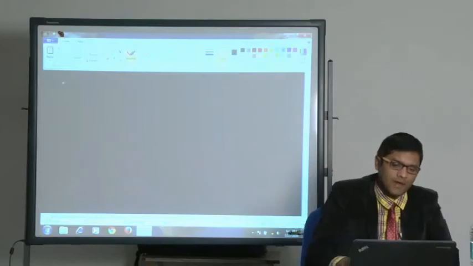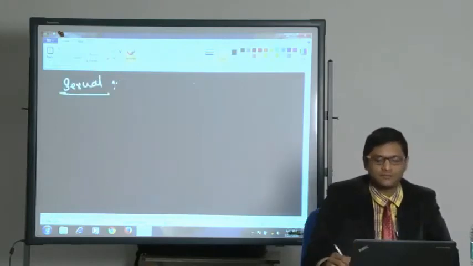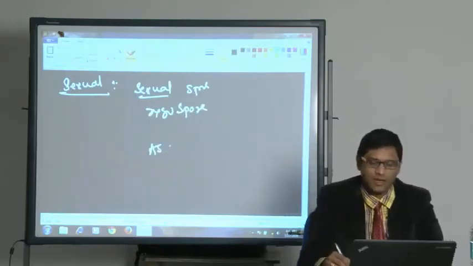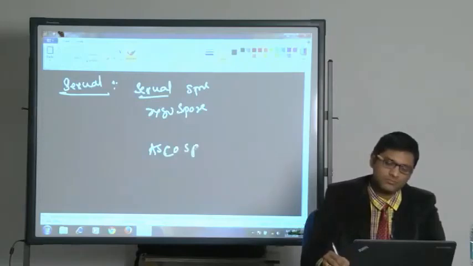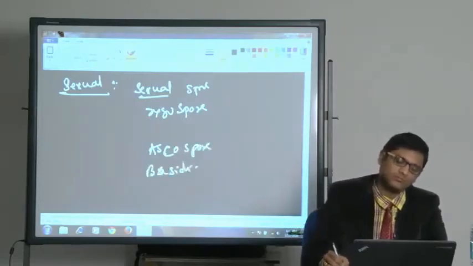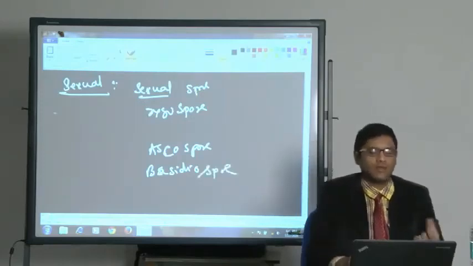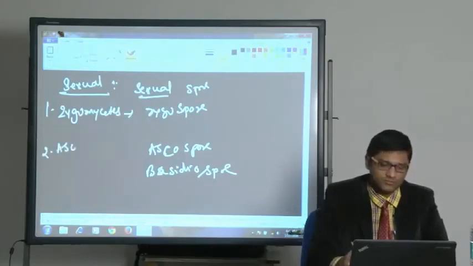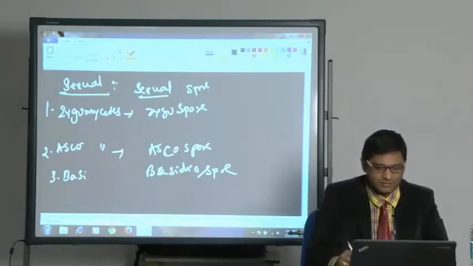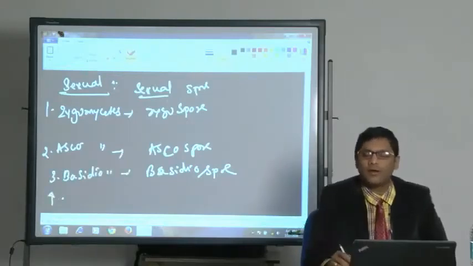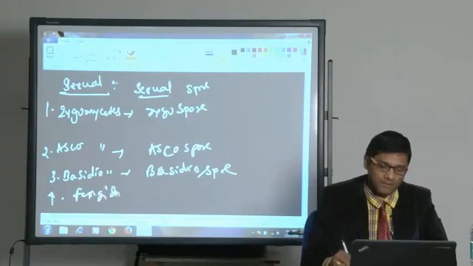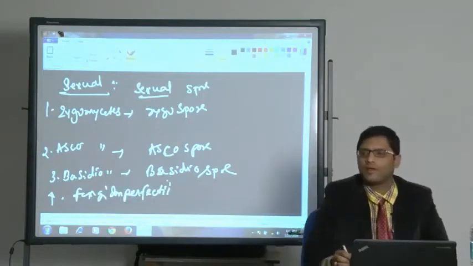Second classification is according to the sexual spore. They produce three varieties of sexual spore: zygospore, ascospore and basidiospore. Accordingly, the classes are Zygomycetes, Ascomycetes, Basidiomycetes, and the fungi where the sexual spore is not identified yet, that group is called fungi imperfecti.